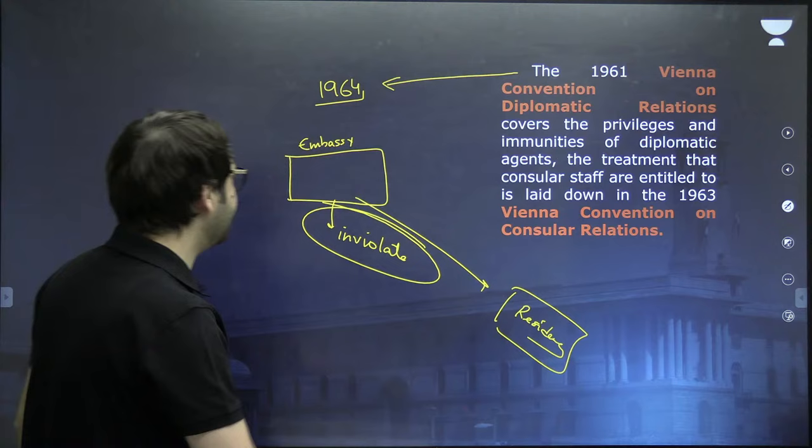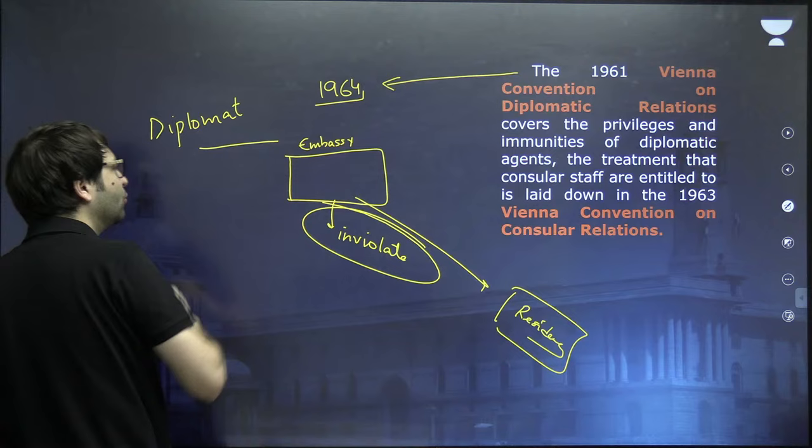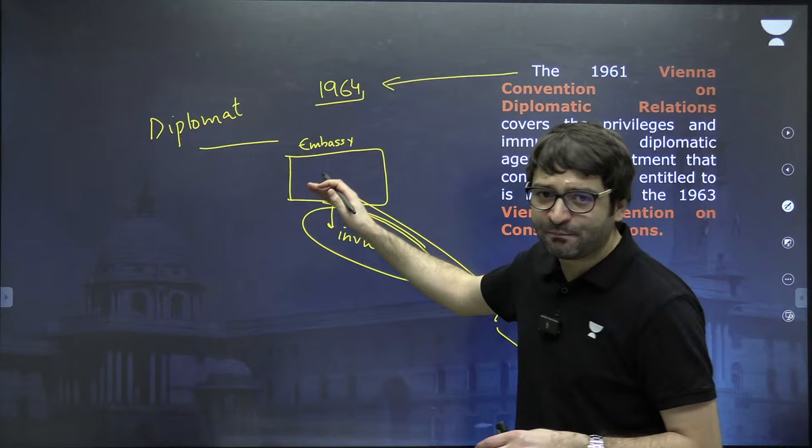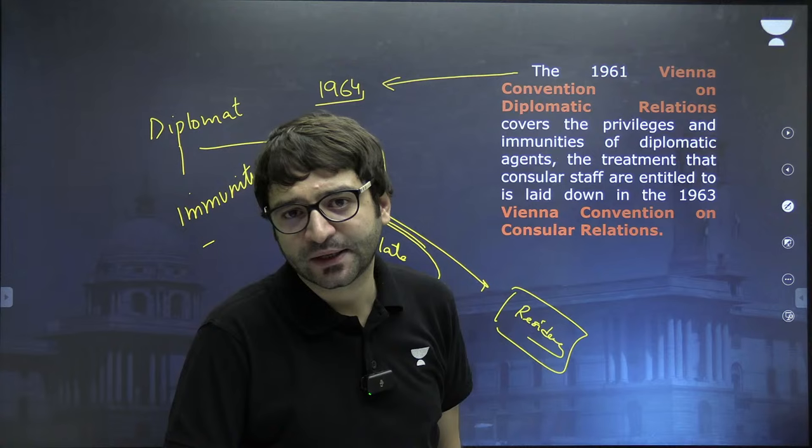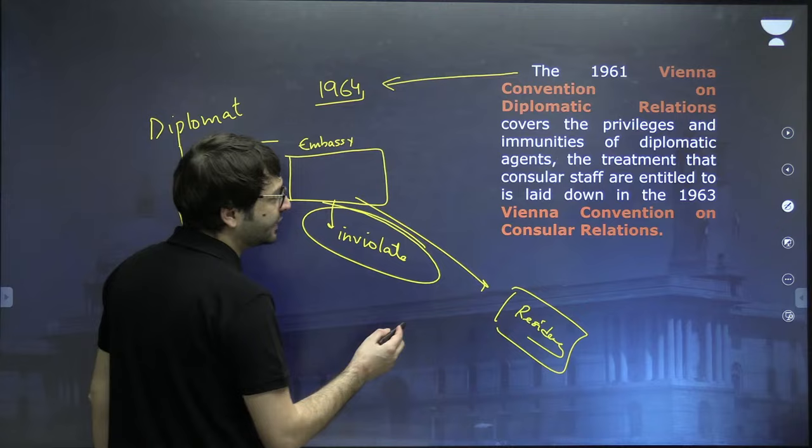In fact, if this diplomat commits any crime, you cannot be arrested as well. So this diplomat who is posted at an embassy, he gets complete immunity. No matter what crimes you commit, you cannot be arrested by the host country. Maximum what can be done against you is that you can be declared as persona non grata.